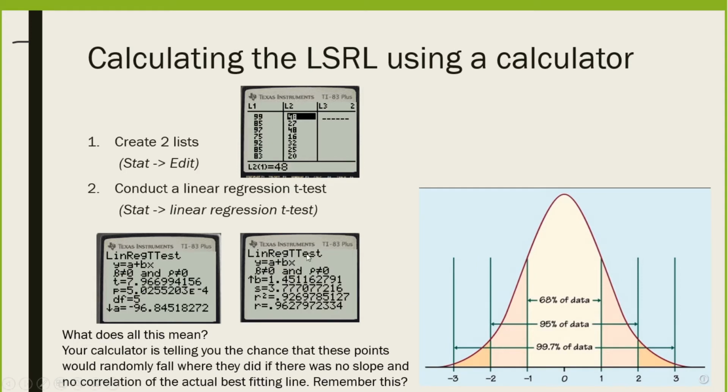In order to do it, you would hit stat edit and then create two lists of values. And then conduct a linear regression t-test to get your best fitting line and your p-values. That's your probability that this best fitting line slope could be the actual best fitting line slope if there was a zero correlation. So if there was no correlation, what's the probability of randomly getting a slope that is this big? Okay, so I'm going to run through an example really quick.